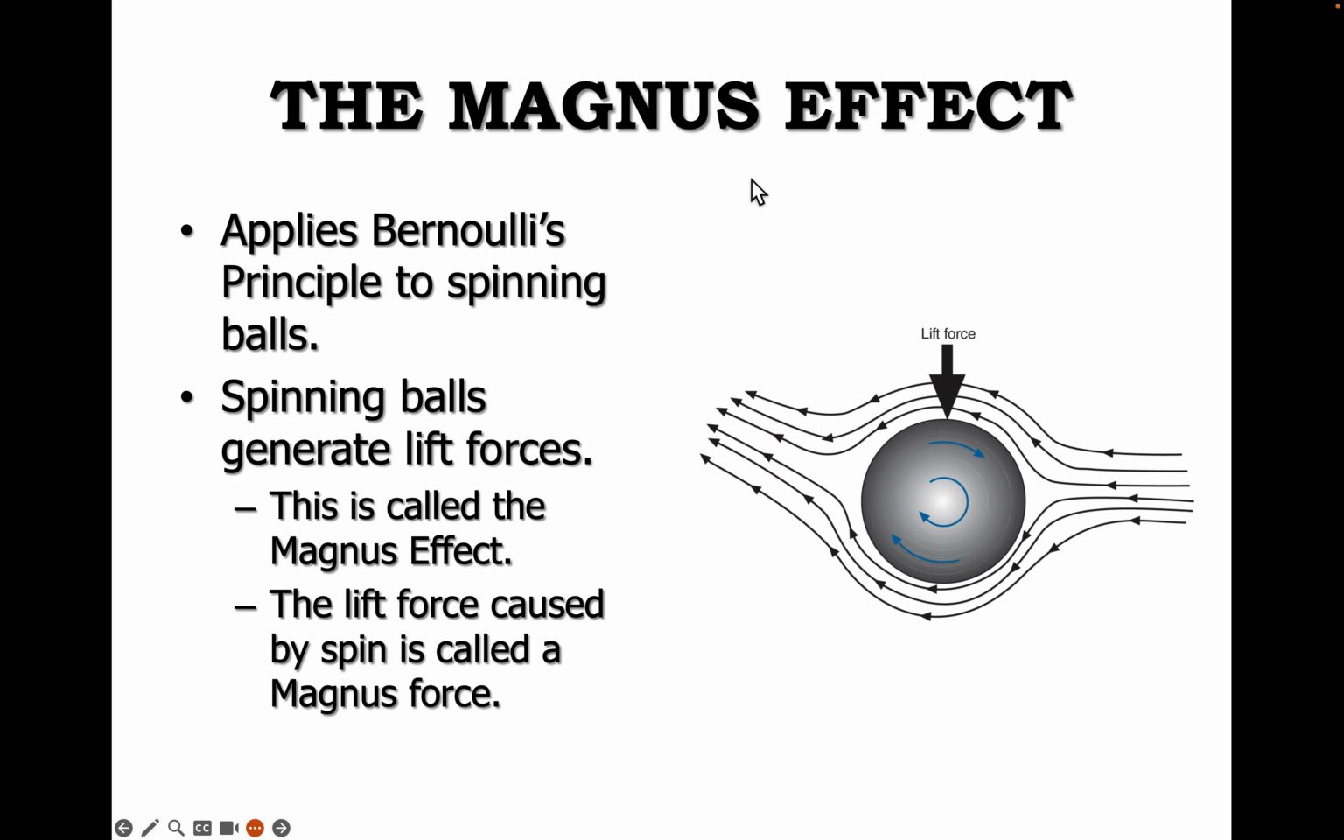So we also need to understand, with objects and fluids, the Magnus effect. The Magnus effect essentially uses Bernoulli's principle, where faster moving fluids have less pressure and slower moving fluids have greater pressure, but we apply it to spinning balls. Spinning balls generate lift forces, causing the Magnus effect. The lift force caused by a spin is called a Magnus force.